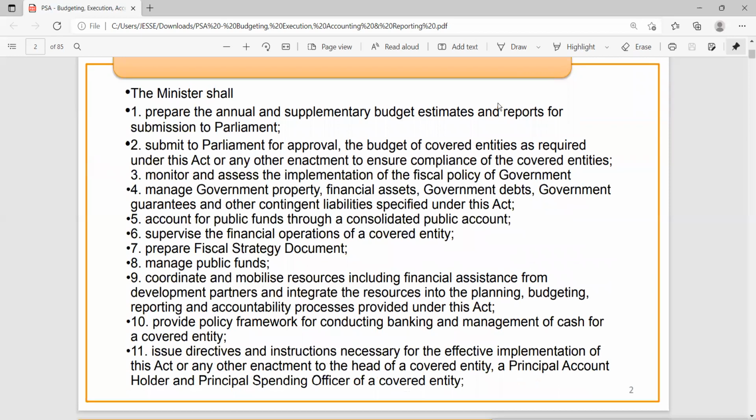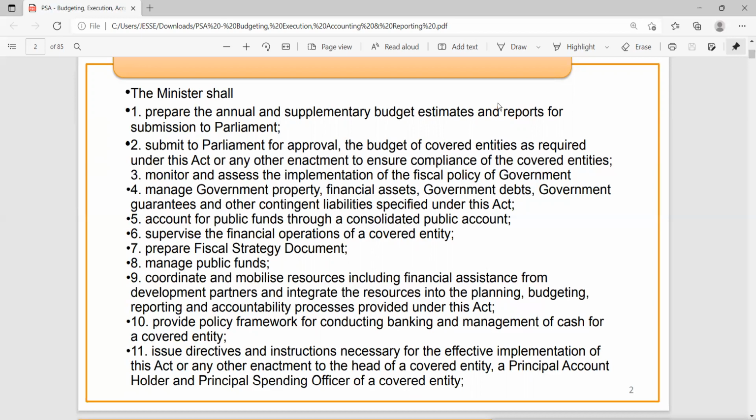The finance minister is also responsible for managing public funds. He's also responsible for coordinating and mobilizing resources. Coordinating and mobilizing resources. That's what the finance minister also does.